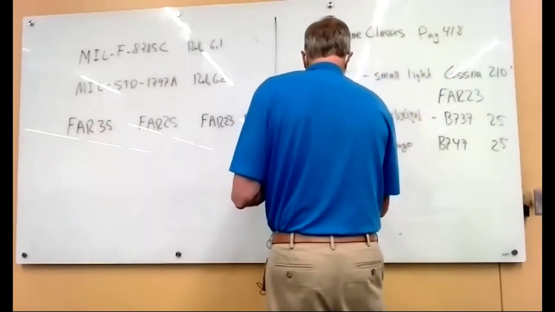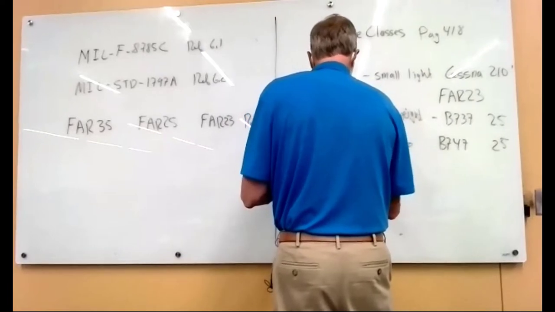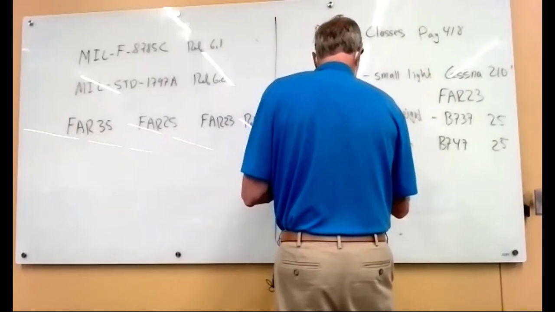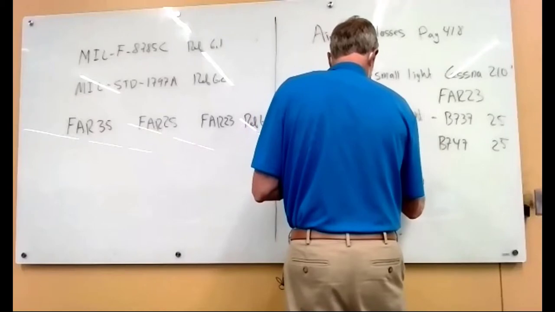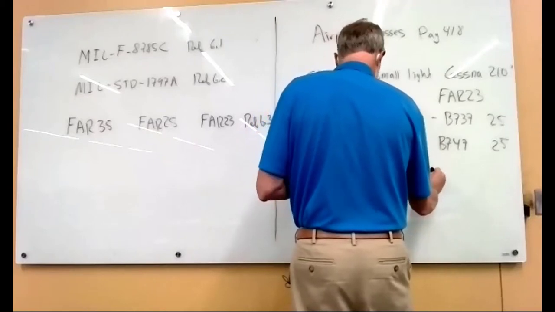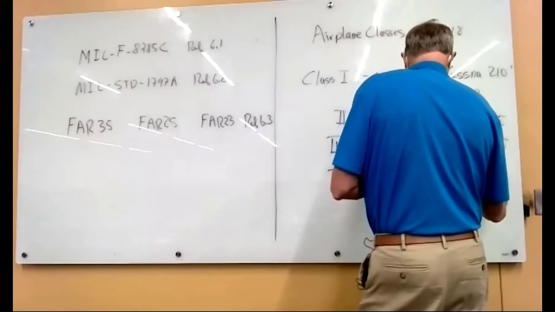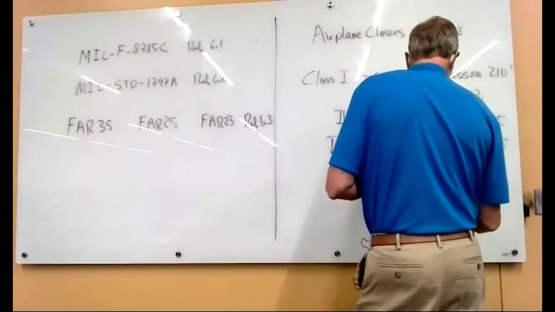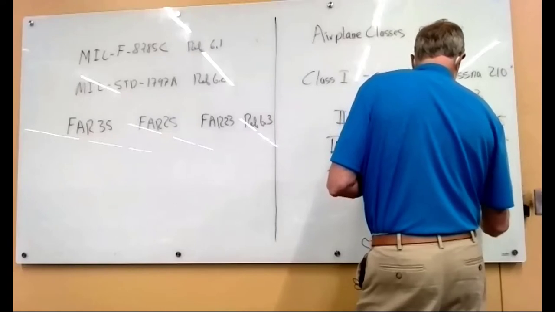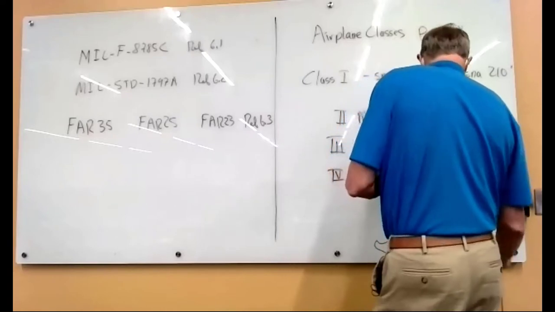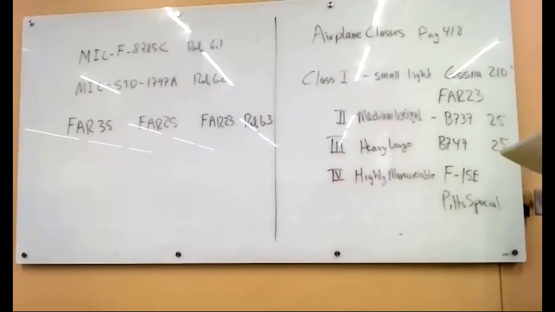And then class 4 is more military. It's highly maneuverable. Like an F-15 or an aerobatic airplane like the Pitts Special. So again, you find out what airplane you're dealing with, you categorize it into a class, and then you look at, well, what's it doing? Is it cruising? Is it taking off? Etc.